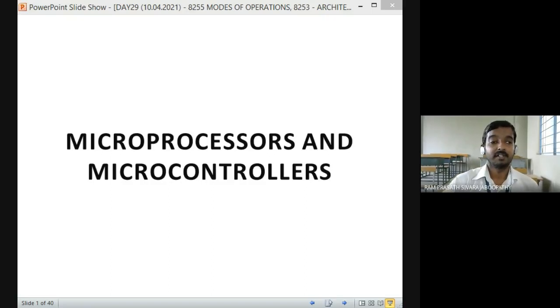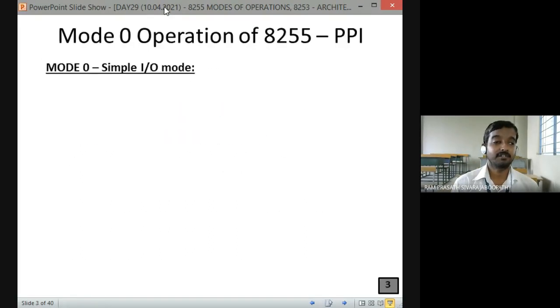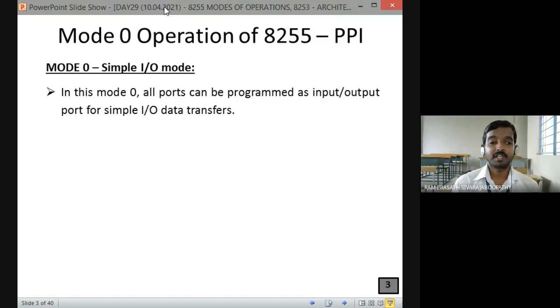Fine. So now today we are going to see the IO modes of operation. Mode 0 is the simple IO mode. In this particular mode, all ports can be programmed as either input port or output port for simple data transfer operation. What do you mean by simple data transfer operation? Whenever I want to write some data, I'm going to write to the device.